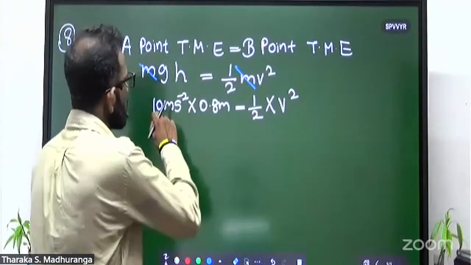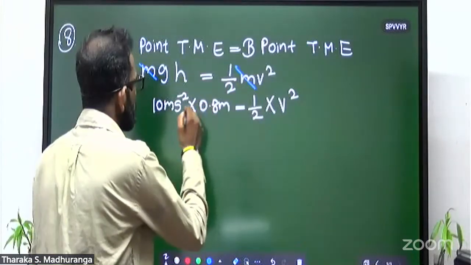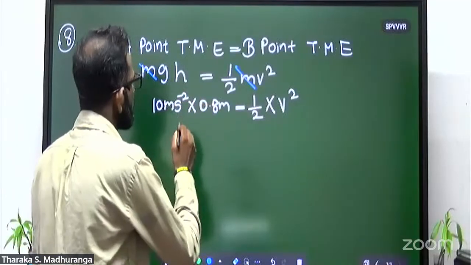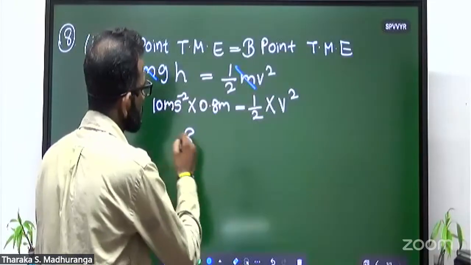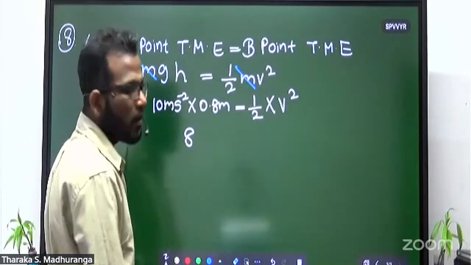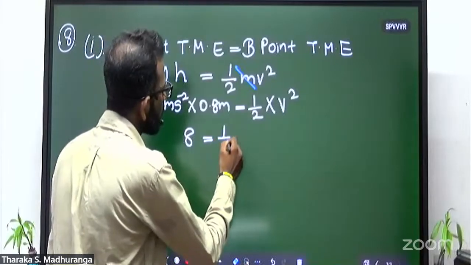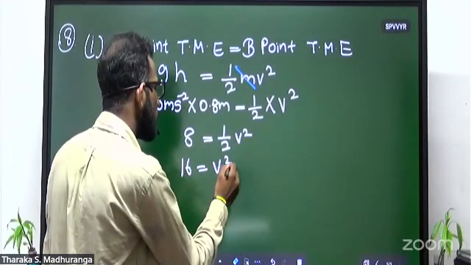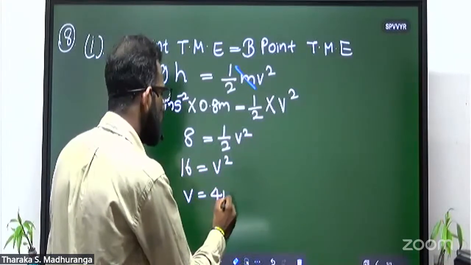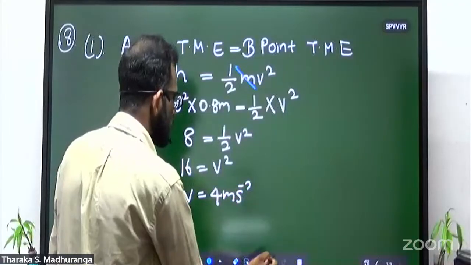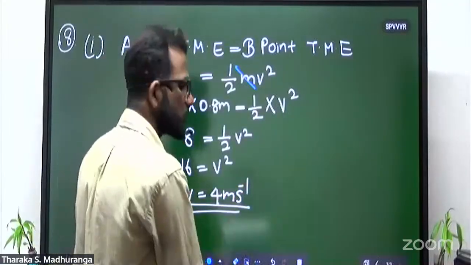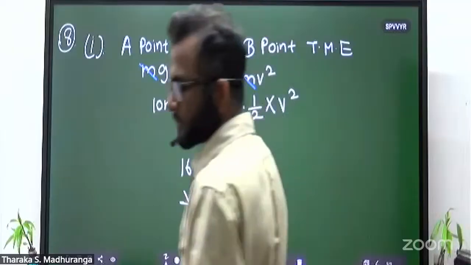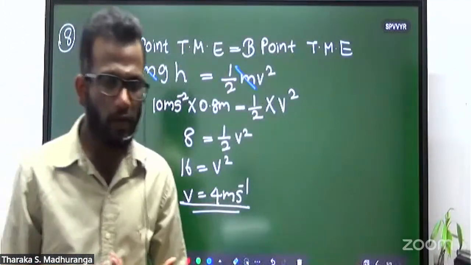Then 10 multiplied by 0.8. The value is 8. So 8 equals 1 over 2 v squared. Then cross multiplication, 16 equals v squared. v equals 4 m/s. Simple question. The velocity is 4 m/s.